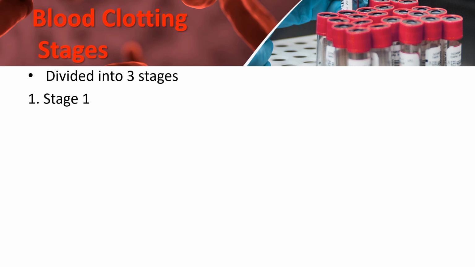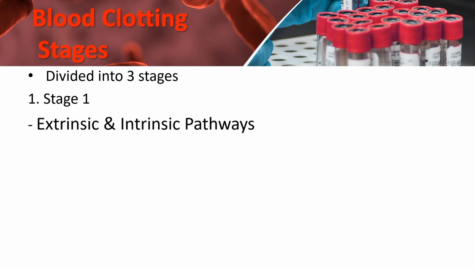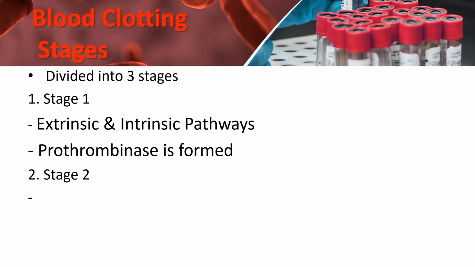Stage 1 involves two pathways which are called the extrinsic pathway and the intrinsic pathway. These pathways lead to the formation of prothrombinase. Once prothrombinase is formed, the steps involved in the next two stages of clotting are the same for both the intrinsic and extrinsic pathways, and together these two stages are referred to as the common pathway.